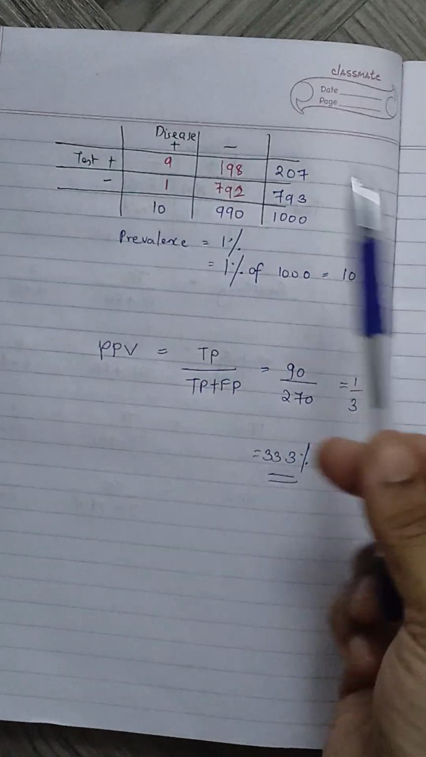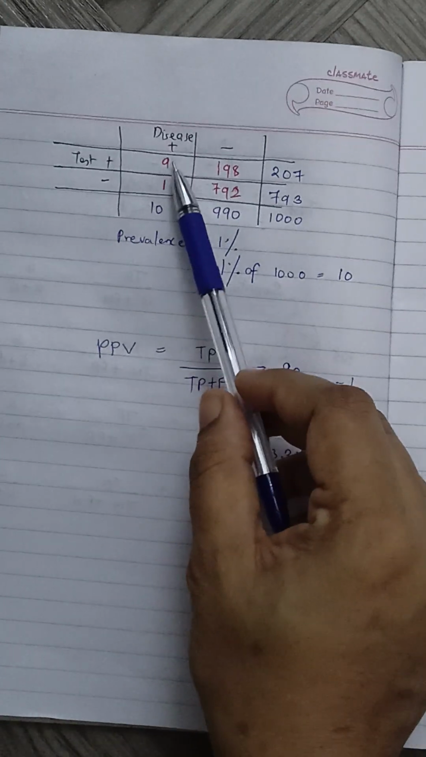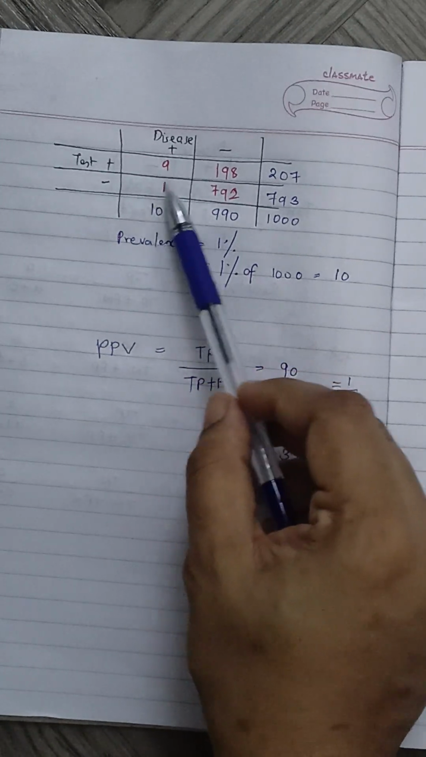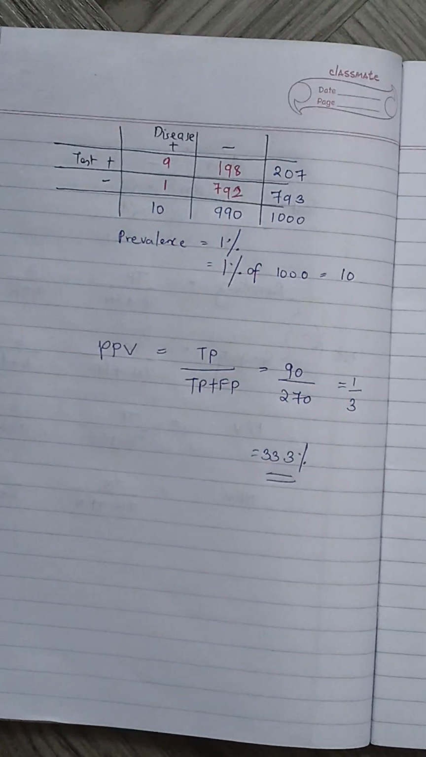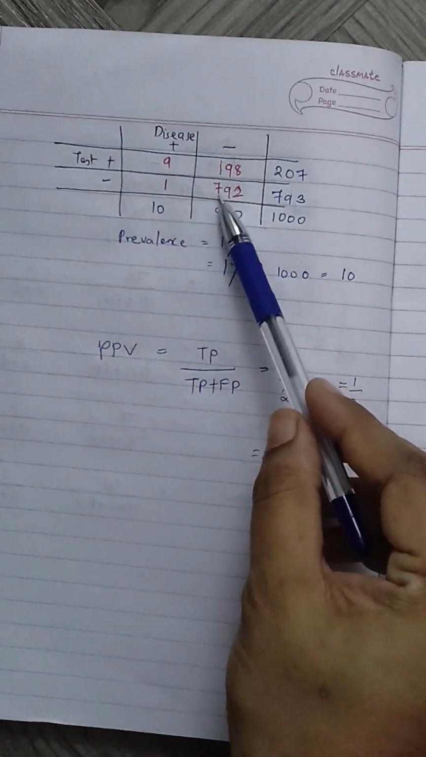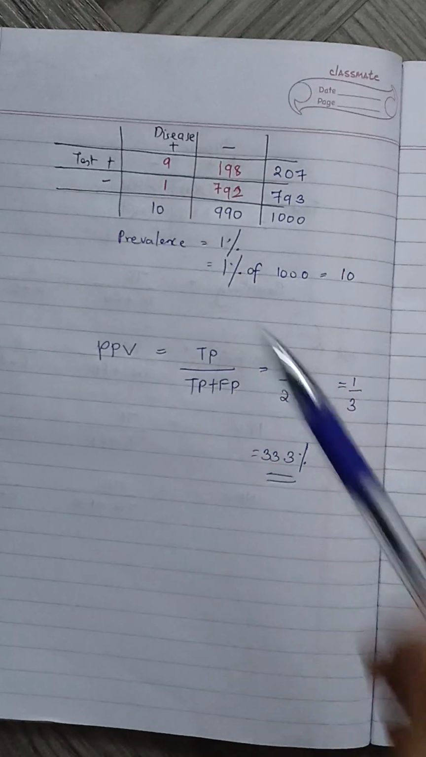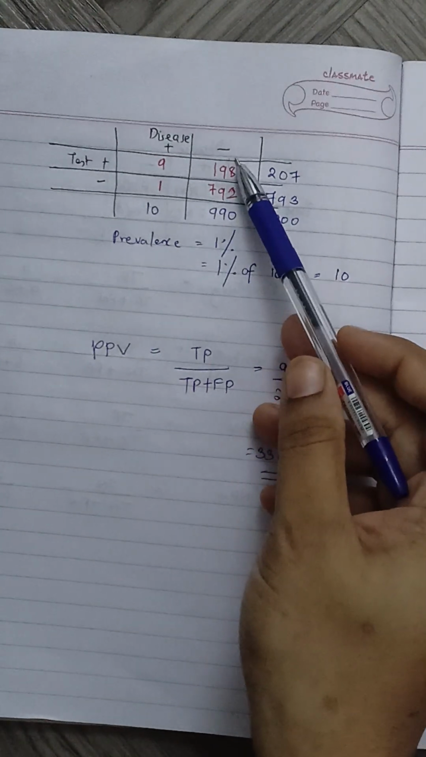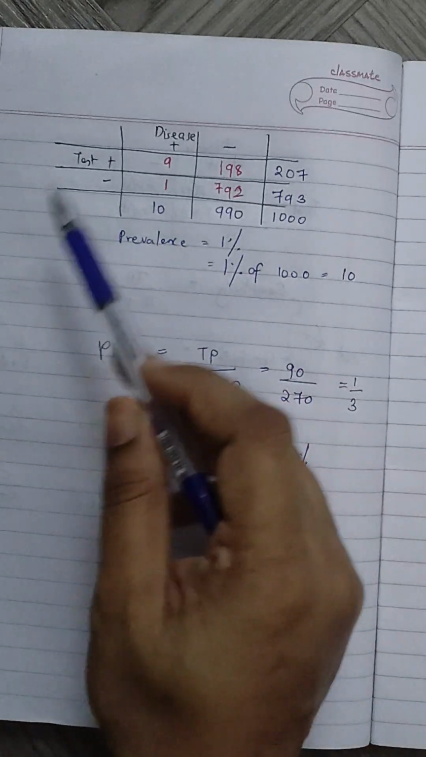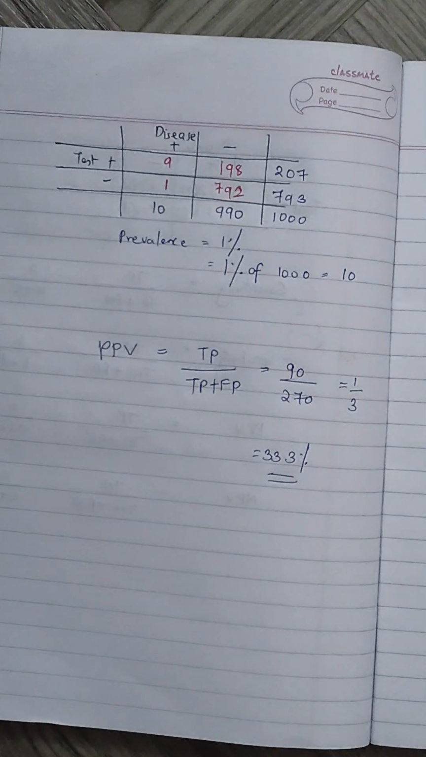So 90% sensitivity means 90% of that 10 will become 9 as true positive and 1 as false negative. Again, doing the calculation, specificity remains constant because prevalence has nothing to do with specificity. So 80% of 990 becomes 792, and the remaining is 198. So we've filled in the table. Now let's see what happens to the positive predictive value with this new table.